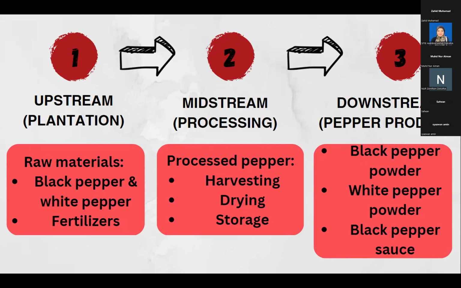Next is upstream in a plantation, which is raw materials, which is black pepper and white pepper and fertilizers. Next is midstream for processing, processes for pepper, which is harvesting, drying and storage. Lastly is downstream for pepper product, which is black pepper powder, white pepper powder and black pepper sauce.